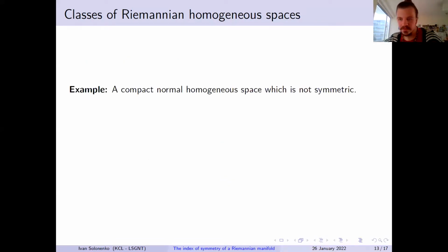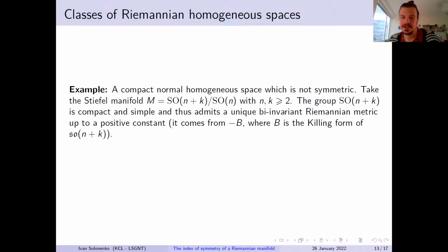Okay, so finally, before I tell you the main two results, here are some examples. A compact normal homogeneous space which is not symmetric. Take the Stiefel manifold M, which is just the quotient of SO(n+k) by SO(n), where this SO(n) is just the n by n matrix which sits in the corner. So you act by SO(n) on the first n vectors, and the remaining k vectors you just don't touch them. And you require both n and k to be at least 2 to avoid some stupid situations, and also to avoid this being a symmetric space.